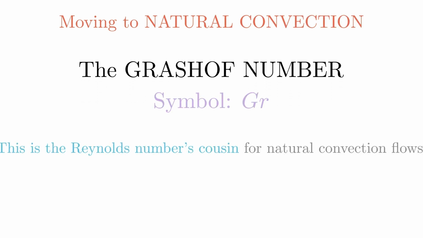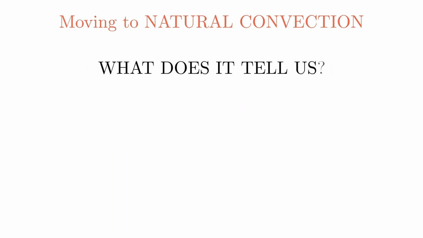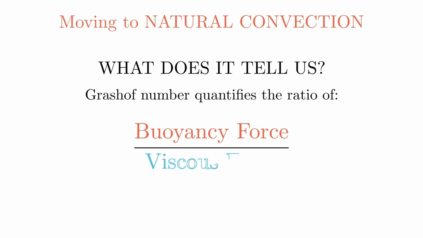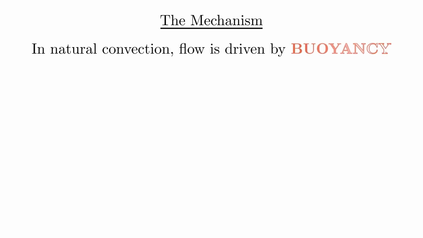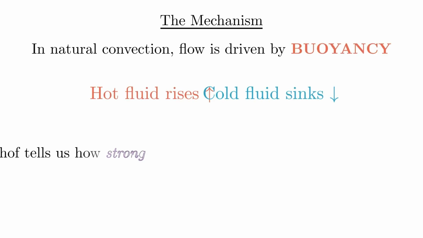This is the Reynolds number's cousin for natural convection flows. What does it tell us? Grashof number quantifies the ratio of buoyancy force divided by viscous force. In natural convection, flow is driven by buoyancy, hot fluid rises, cold fluid sinks. Grashof tells us how strong this buoyancy-driven flow is.